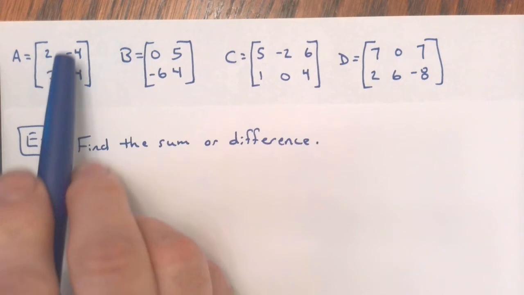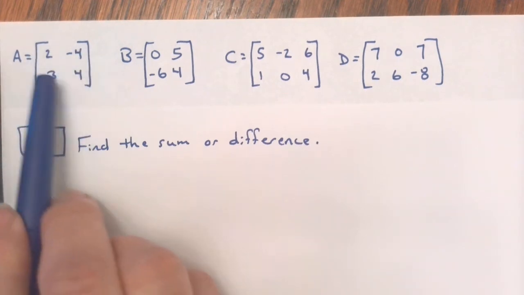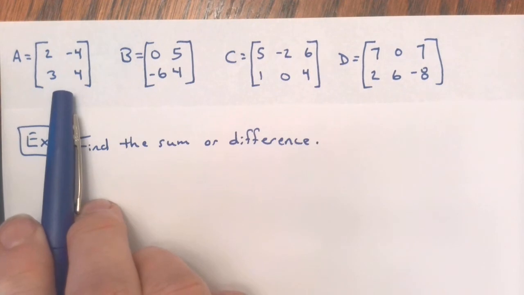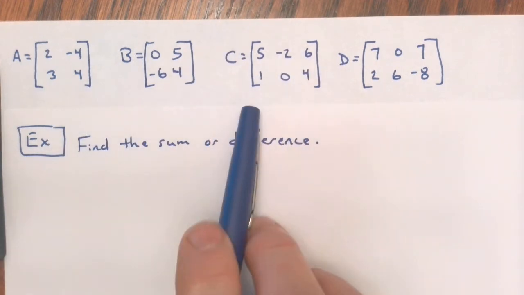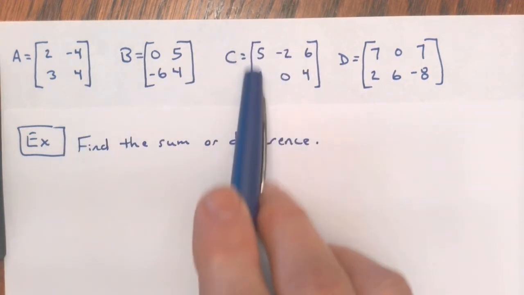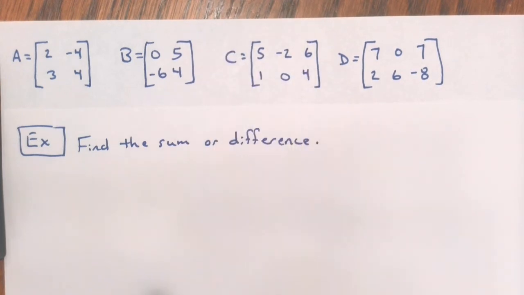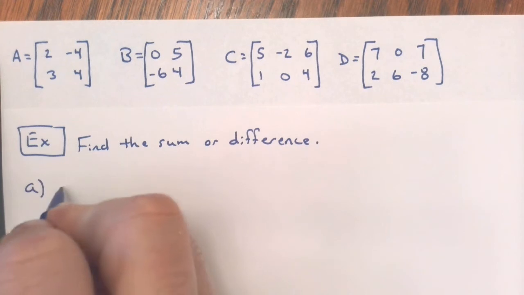So matrix A here has 2 rows and 2 columns. The only thing I could add or subtract to this matrix are other matrices that have 2 rows and 2 columns. Matrix C has 2 rows and 3 columns. The only thing I could add or subtract to that matrix would be other matrices that are exactly 2 rows by 3 columns. So let's run through a couple of these.